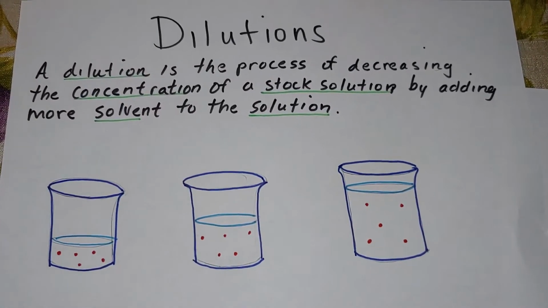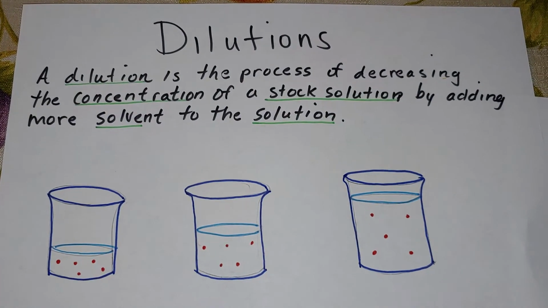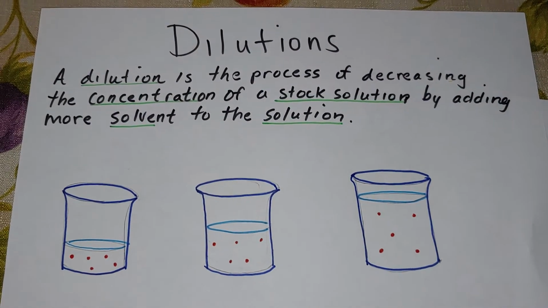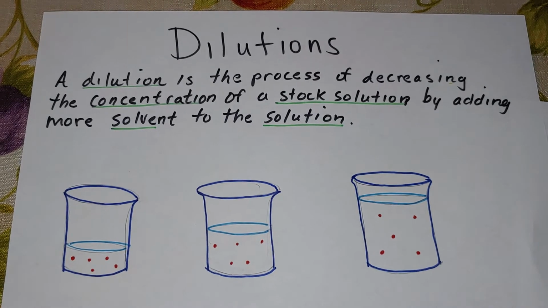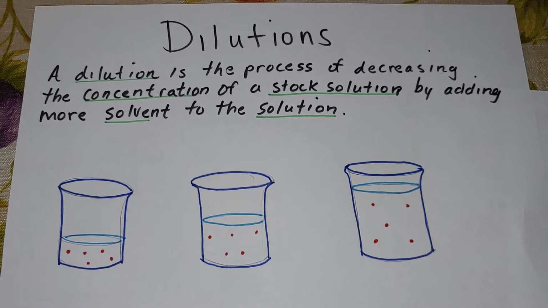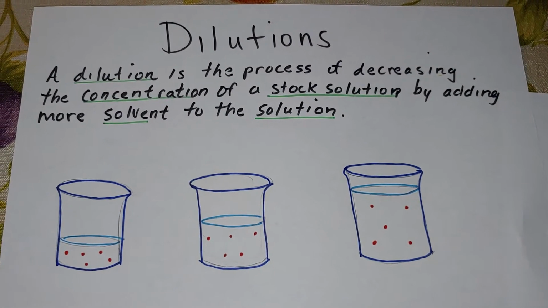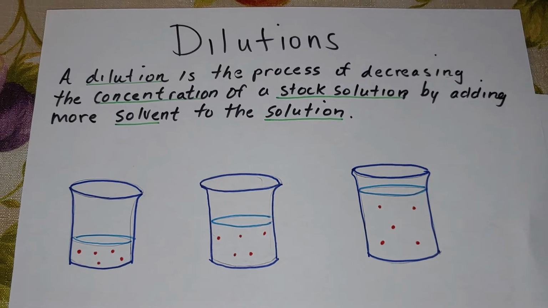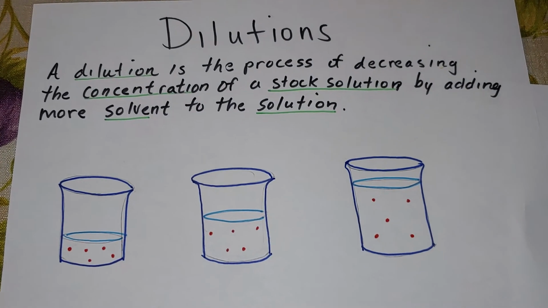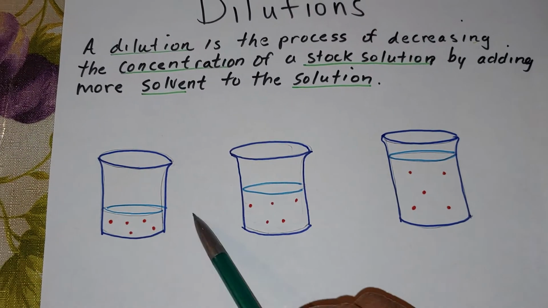Okay, so now we're going to move on to dilution. So what is a dilution? According to the definition that was given to you, it's a process of decreasing the concentration of a stock solution. Our stock solution is usually meant as our original solution, by adding more solvent to the solution. And our solvent would be, for example, water. So adding more water to the Kool-Aid. So let's take a look at the picture.